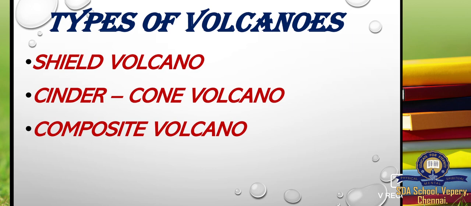Volcanoes are also grouped according to the periodicity of eruptions, such as active, dormant, and extinct. These names refer to the state of activity rather than the types of volcanoes. In short, we will learn what is active volcano, dormant, and extinct. First, about active. Volcanoes that erupt frequently are called active volcanoes. Most of the active volcanoes lie in the Pacific Ring of Fire belt, which lies along the Pacific Ocean.